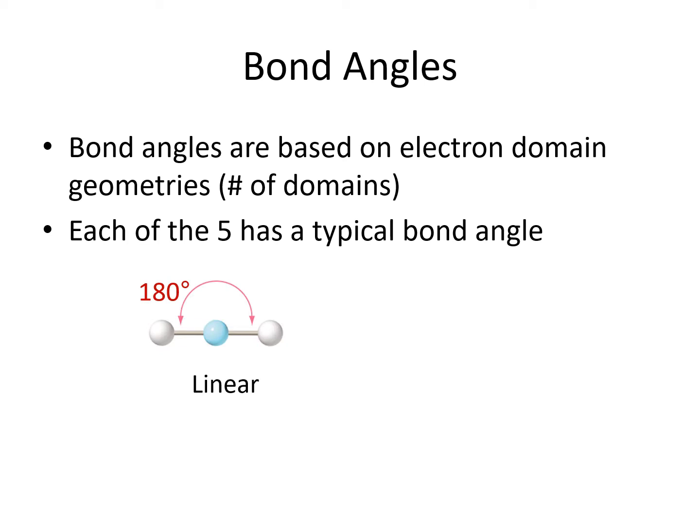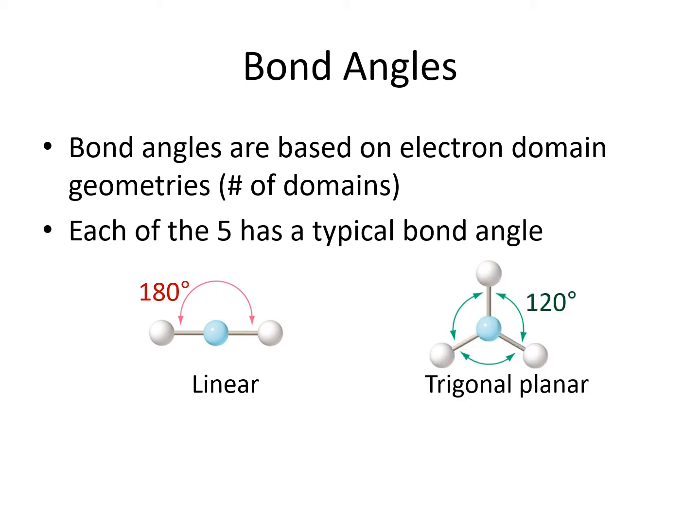The bond angle for the linear electron domain geometry is 180 degrees. Since the atoms are all in a plane, you can think of it like a circle. The atoms cut the circle in half, so 360 divided by 2 gives us 180 degrees. The bond angle for trigonal planar is 120 degrees. Again, the atoms are all in a plane, but it is cutting the circle into thirds. 360 divided by 3 is 120 degrees. The bond angle for tetrahedral is 109.5 degrees. You would need to do trigonometry to figure this out, or just memorize it.